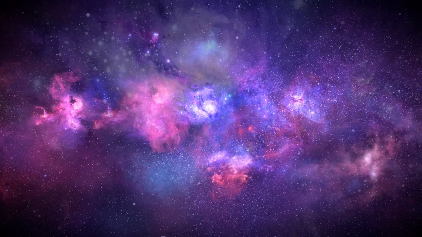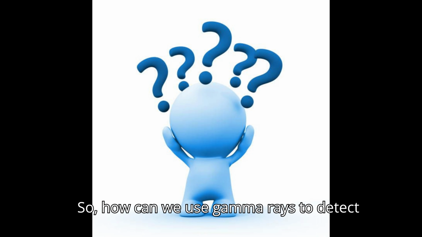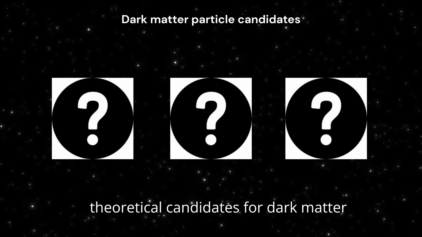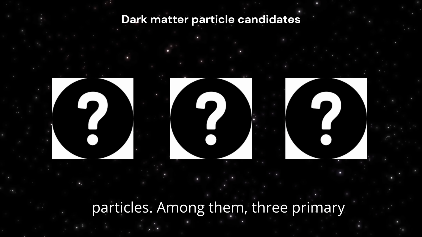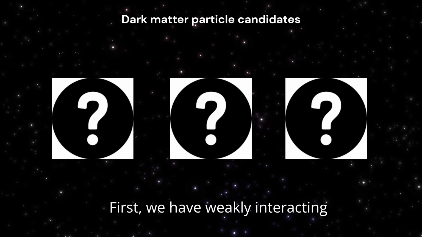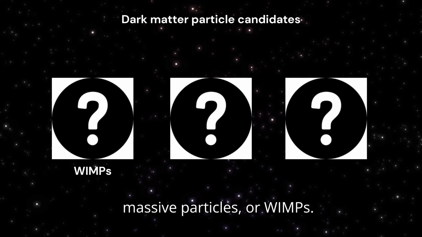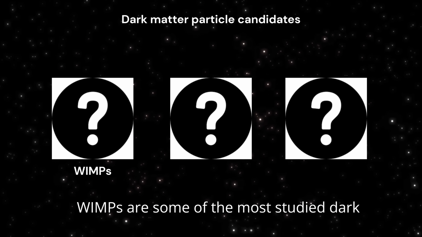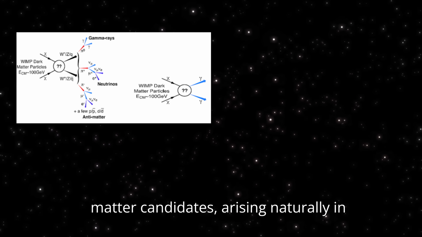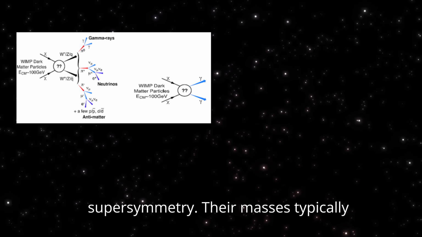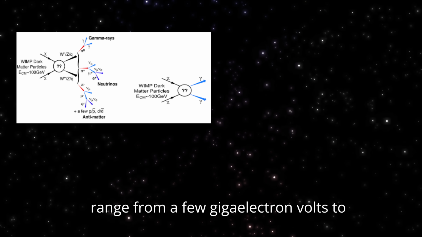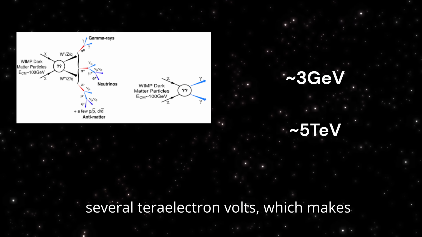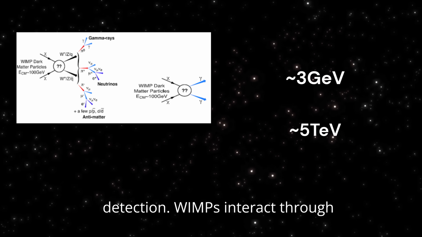So, how can we use gamma rays to detect dark matter? Well, let's look into the theoretical candidates for dark matter particles. Among them, three primary contenders stand out. First, we have weakly interacting massive particles, or WIMPs. WIMPs are some of the most studied dark matter candidates, arising naturally in extensions of the standard model like supersymmetry. Their masses typically range from a few gigaelectronvolts to several teraelectronvolts, which makes them excellent targets for indirect detection.